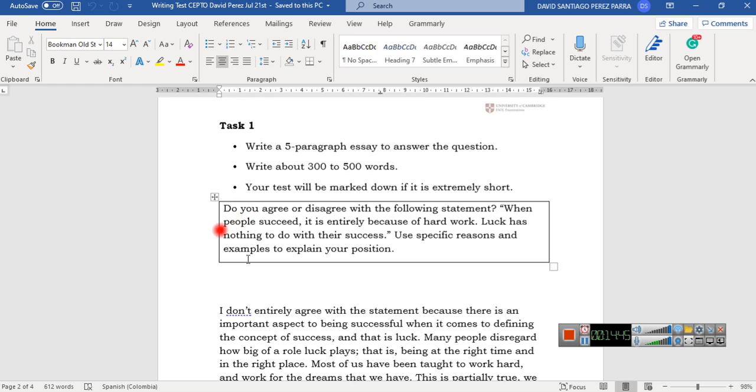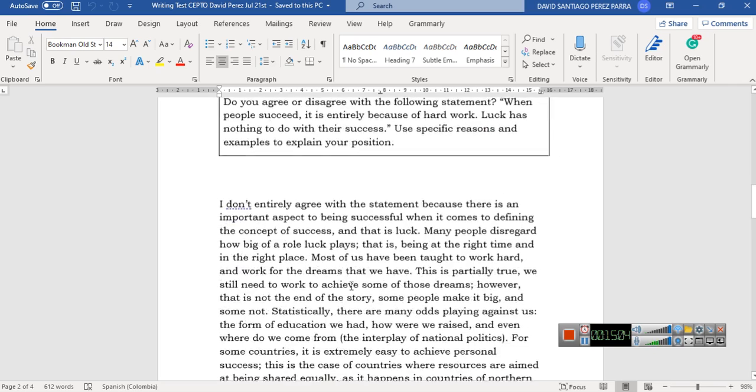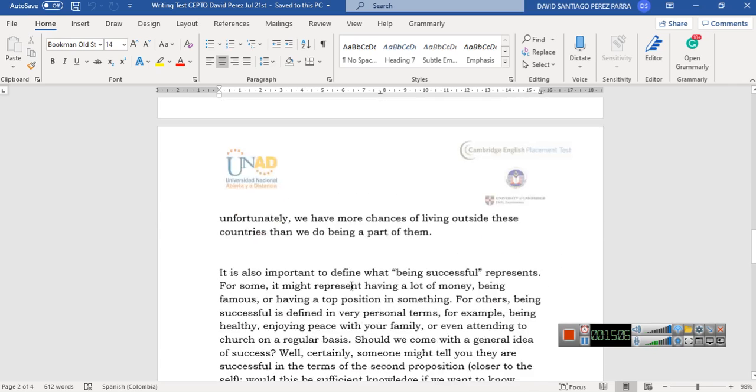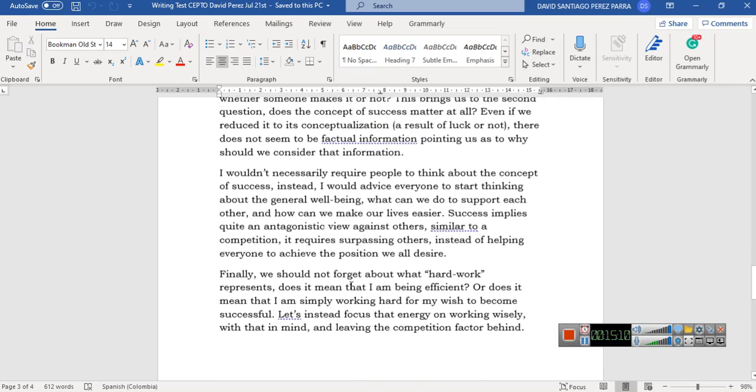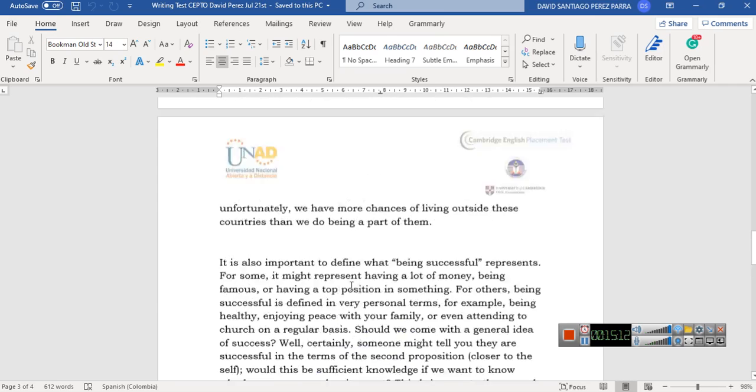And my exercise was, do you agree or disagree with the following statement? When people succeed, it is entirely because of hard work. Luck has nothing to do with success. Use specific reasons and examples to explain your positions. So this is what I wrote. I tried to make very long paragraphs, and I used the 5-paragraph structure.